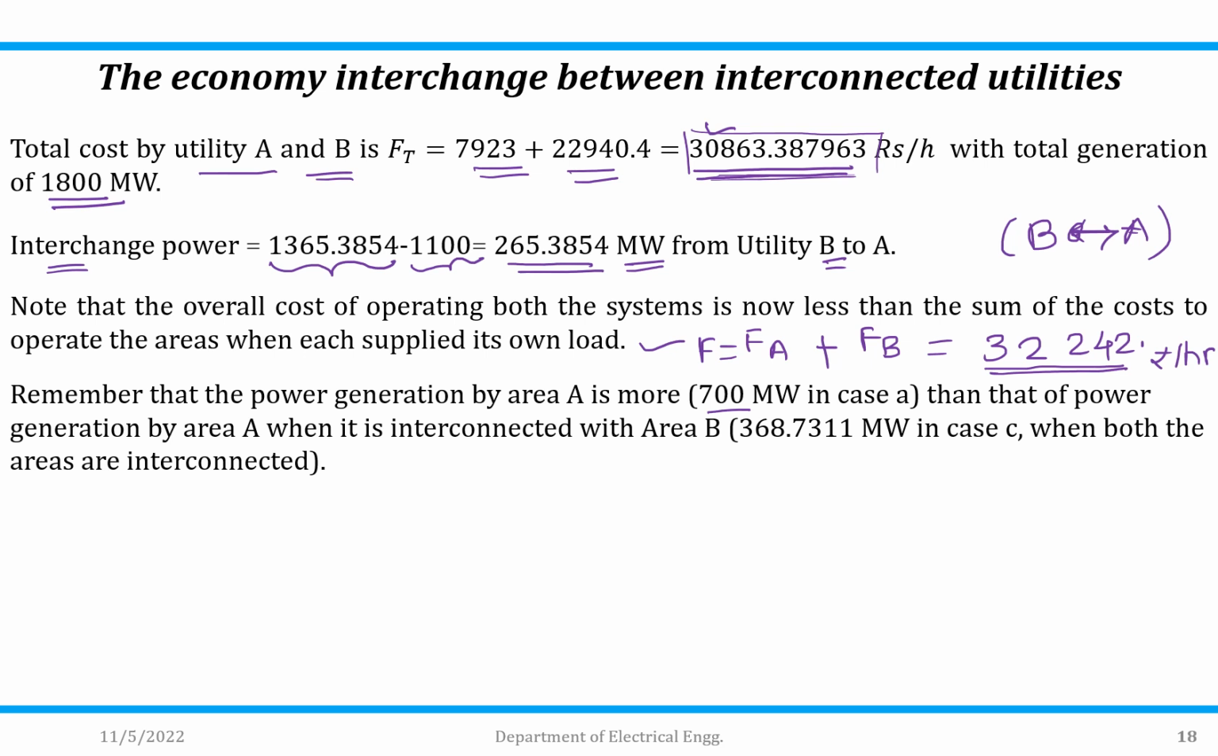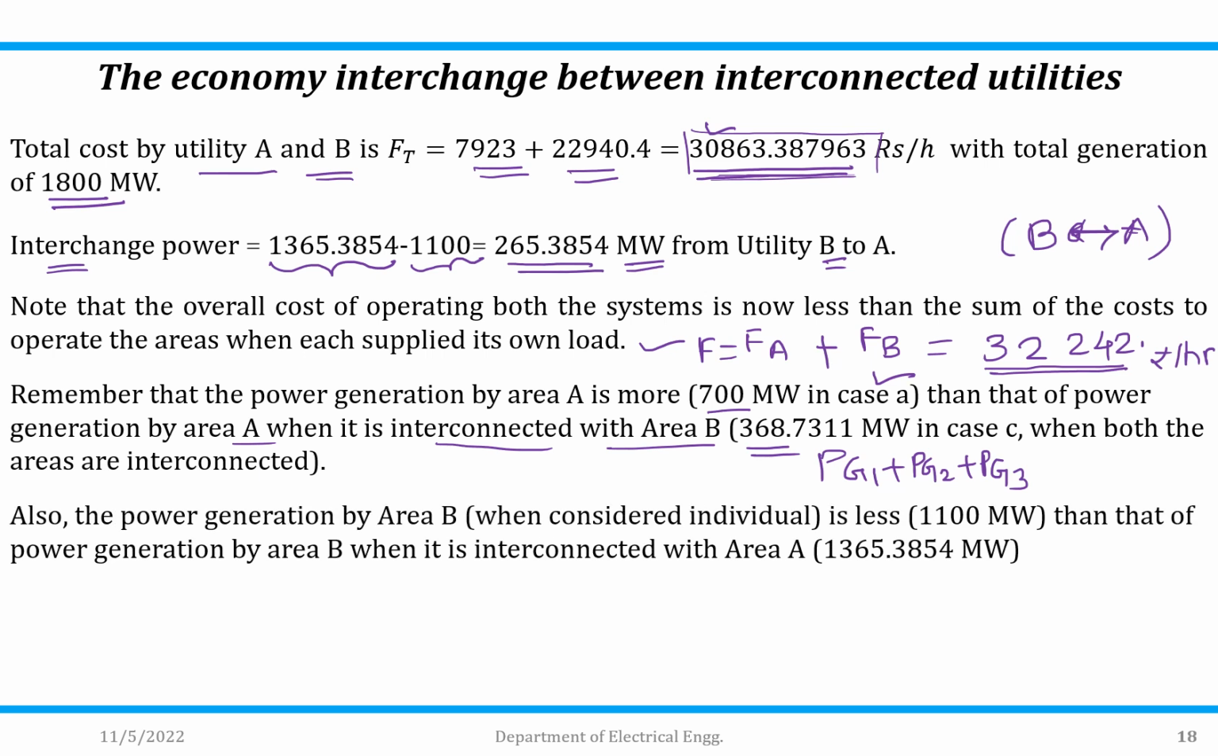We have already seen this: the power generation by A when it is interconnected with area B. So this 700 megawatt we got in case A. Case A means when only utility A was acting alone. But when it is interconnected with utility B, and now if you see the addition PG1 plus PG2 plus PG3, then you got this answer as 368.7311 megawatt. That is when both the areas are interconnected.